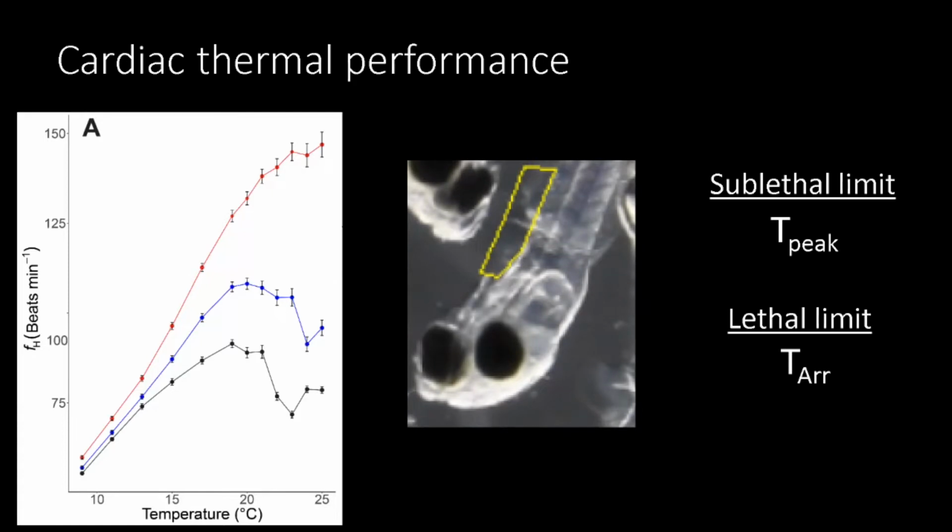So you can see this in the video here on the right. The heart is beating and then it stops. It's currently stopped and then it'll continue beating again. It's a very arrhythmic heartbeat, and this is considered a lethal limit.